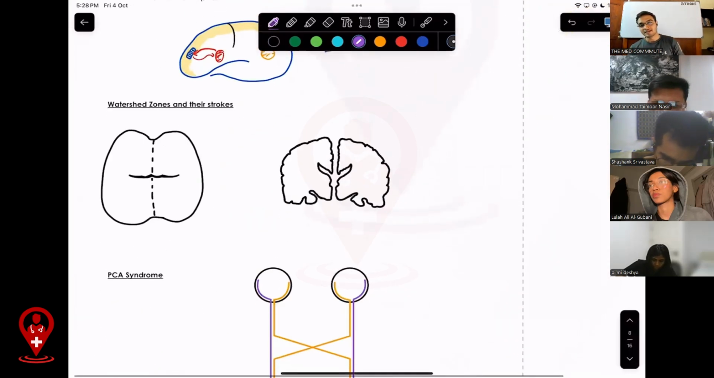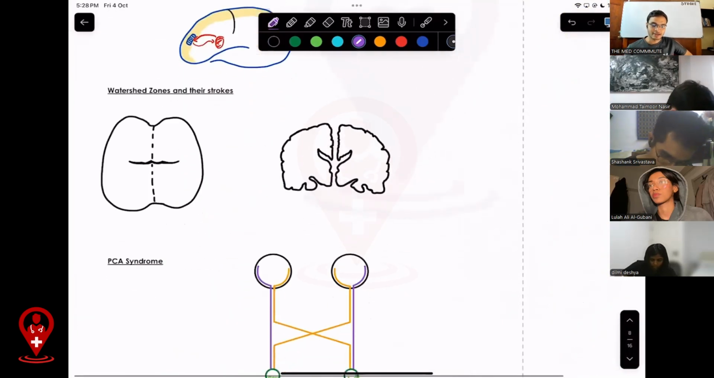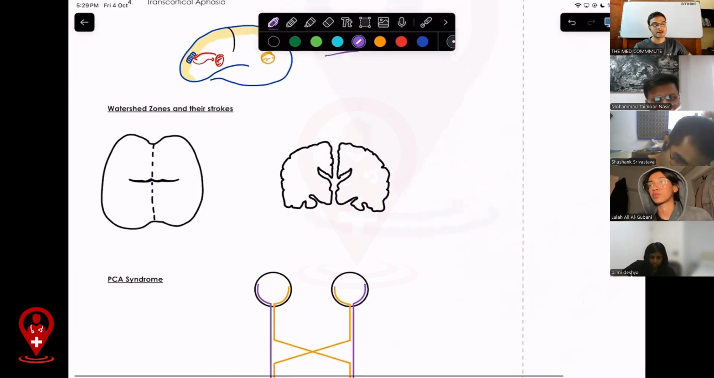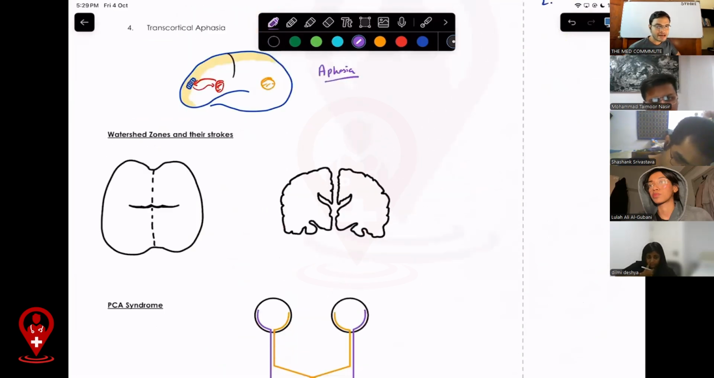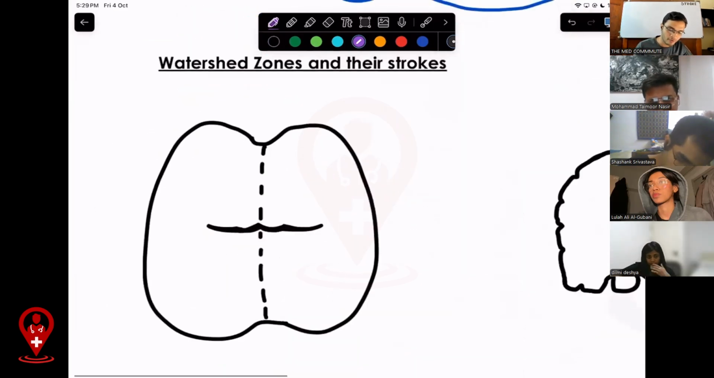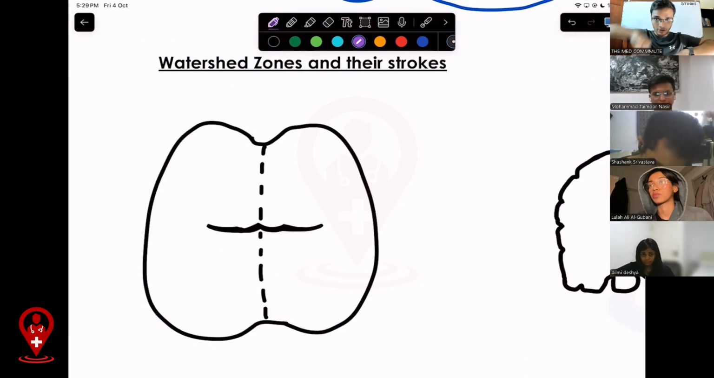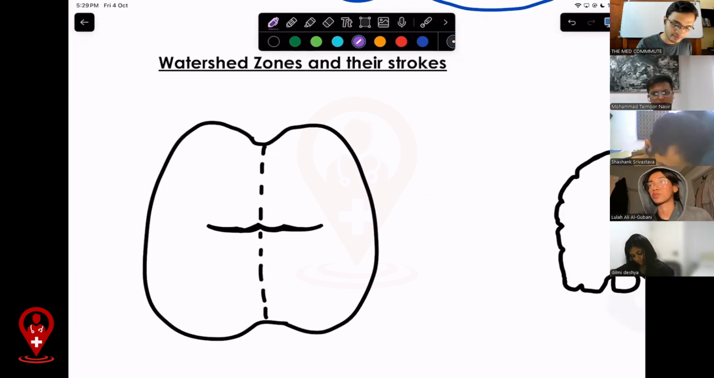Okay, right. So that's about it for the ACA syndromes, guys. Next, we will go to what we call the watershed zones. What are these watershed zones, guys? Now look at this. If we take a top-down view, now I've drawn this top-down view. I'm looking at the brain from up above, looking down at the brain. If we take a top-down view, this black line that I've drawn in the middle, this is our central sulcus, right?